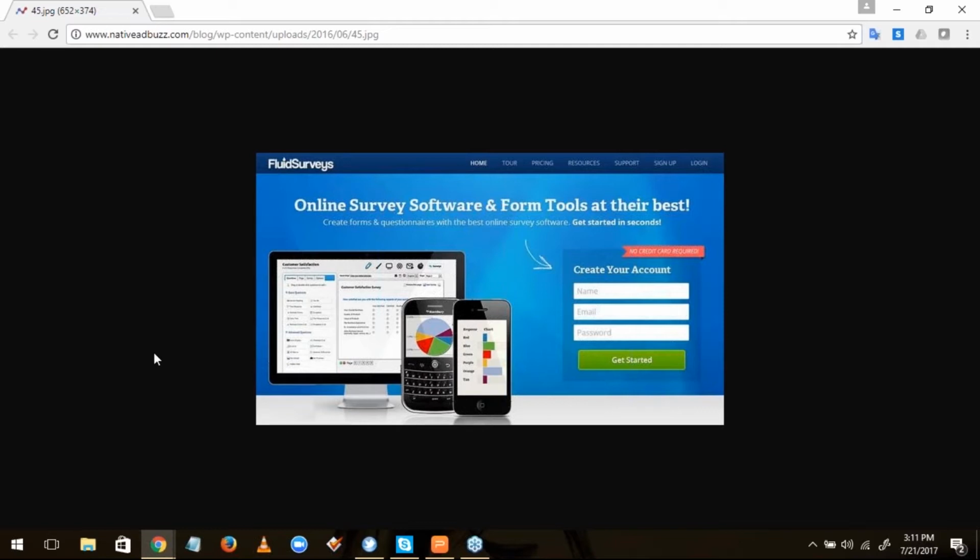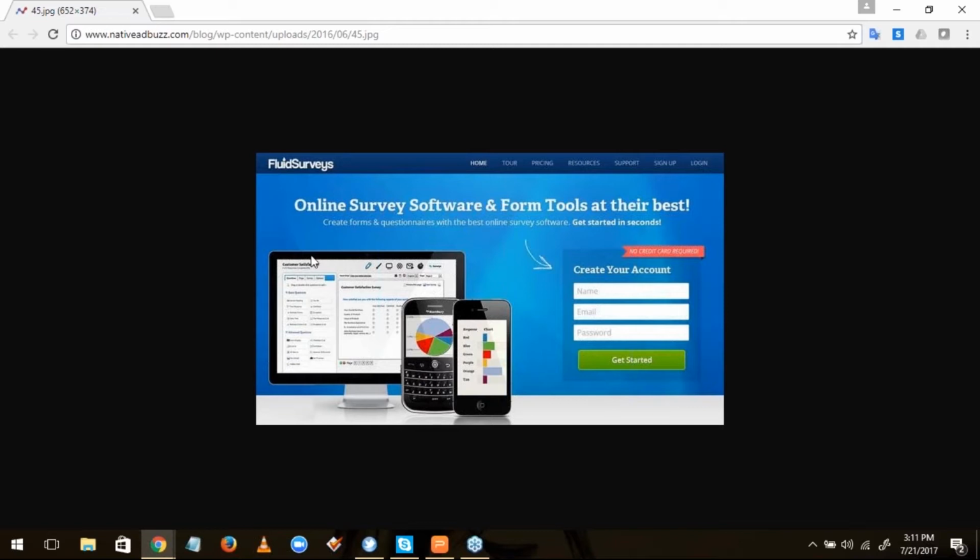So for example, here we want the person to enter his name, email, password and get started immediately with an online survey software. We mentioned that the person doesn't need any credit card, there are no obligations and so on. It's a simple 3-step process.